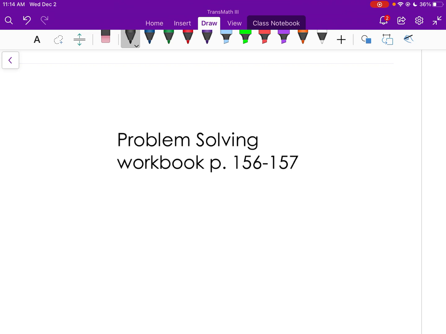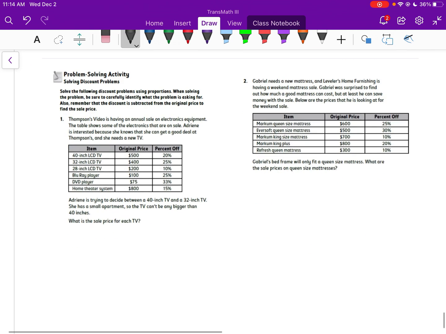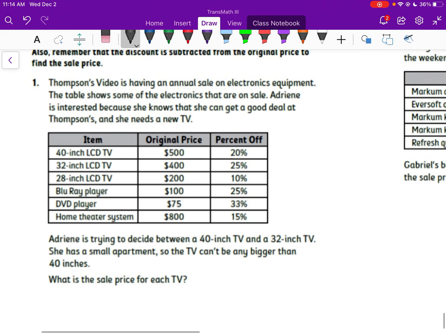Okay, so on problem solving, 156, 157. Number one, Thompson's Video is having an annual sale on electronics equipment. The table shows some of the electronics that are on sale. Adrian is interested because she knows that she can get a good deal at Thompson's and she needs a new TV. So we got that table of all the different things. Adrian is trying to decide between a 40-inch TV and a 32-inch TV. So we've got to look at those specific items. She has a small apartment, so the TV can't be any bigger than 40 inches. What is the sale price for each TV?